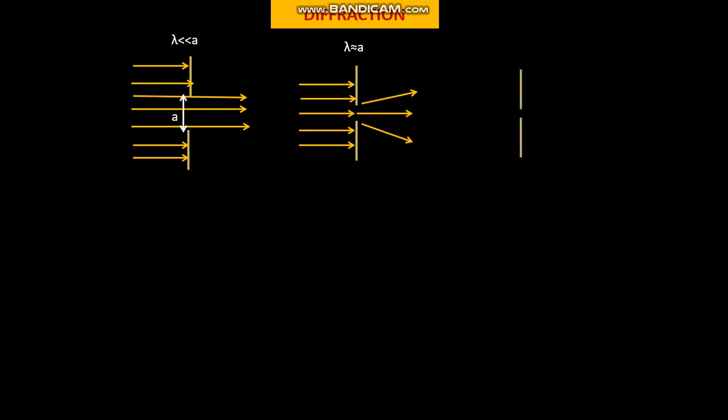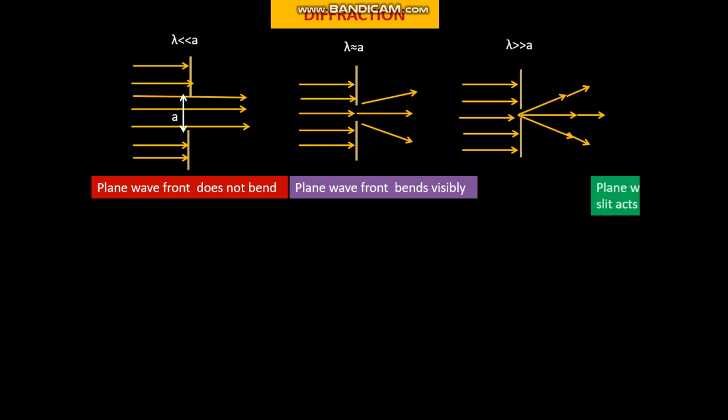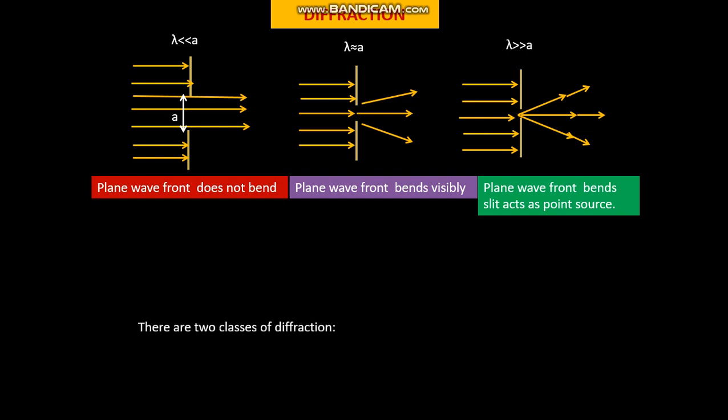Slit A is reduced a little bit. We get the light like this, and still smaller. When lambda is much greater than A, then the bending is still more. So here the plane wavefront does not bend if A is large. If it is a little small, then visibly it bends, and if it is very small, then it acts as a point source of light.